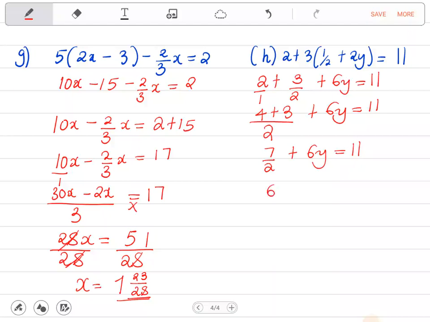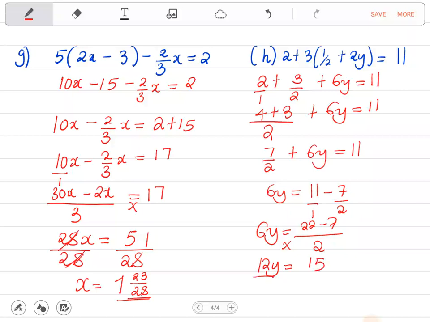So we can have a 6y equal to an 11 minus 7 over 2. We can common denominator. We have a 2 here, which will give us a 22 minus a 7. This is still a 6y. We can cross multiply to give us a 12y. What is 22 minus 7? That should be a 15, right? Over 12. And y is equal to what?